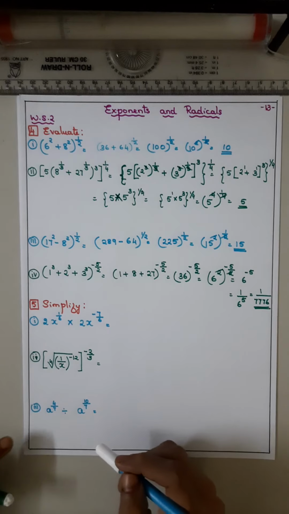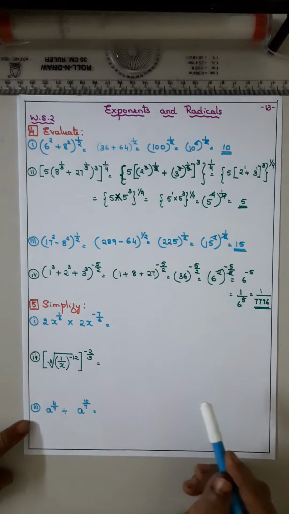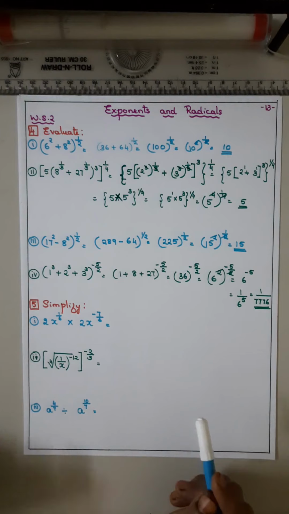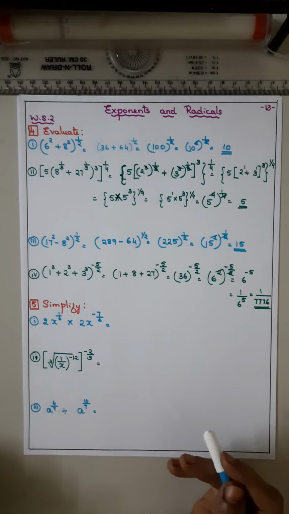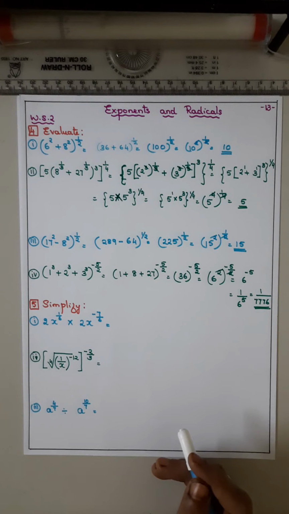Hope you understood. So in this evaluate, there is addition and subtraction, isn't it? In between addition and subtractions are there, so that is why the method is a little bit different. So you have to understand.